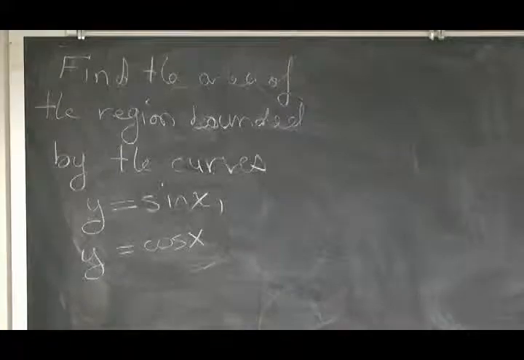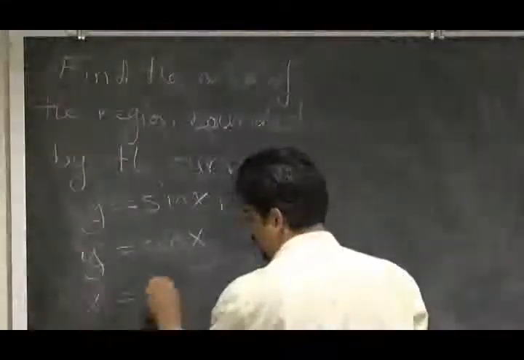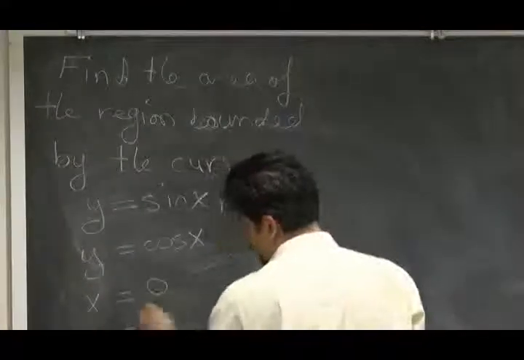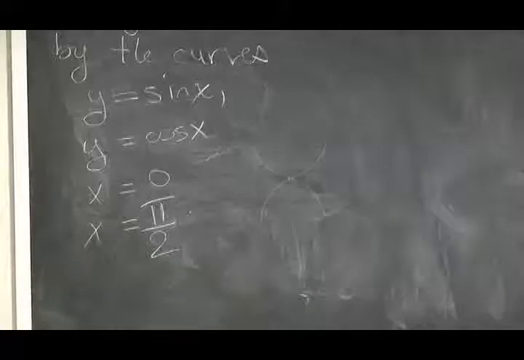And the lines x equals 0, x equals pi over 2. Okay? Again, here's what's going to happen. If we write the integral directly without taking anything into regard, we will get a wrong answer. What's the first thing we need to do here? Draw a picture.